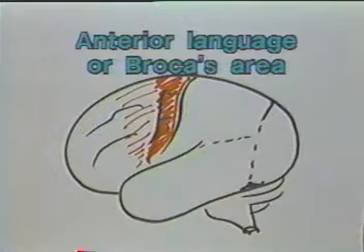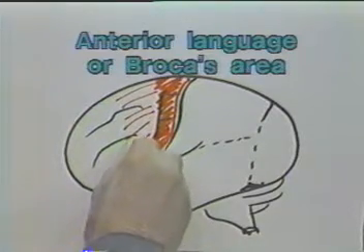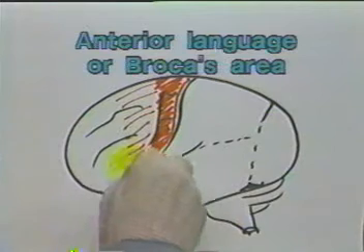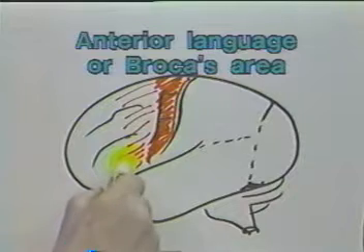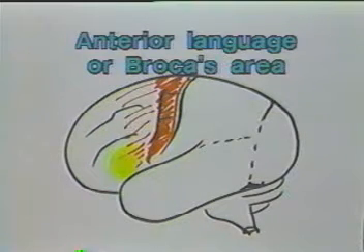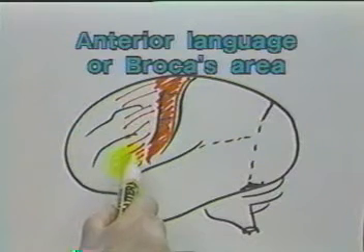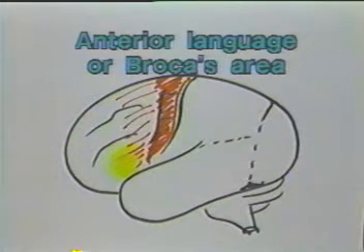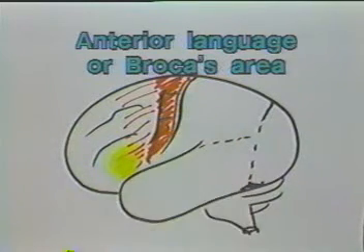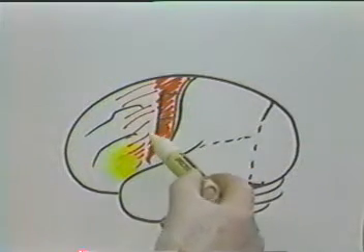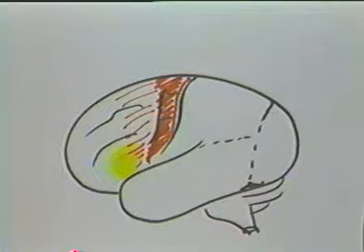The anterior language area in the inferior frontal gyrus is concerned with motor aspects of speech. It's also called Broca's area, after the French anthropologist and anatomist Paul Broca, who discovered more than 100 years ago that the lesion in this area on the left side had a disastrous effect on a person's ability to speak. It is located in front of the face area, in the motor cortex, which is related to the muscles of the mouth, the tongue, and the pharynx. All important structures for articulation.